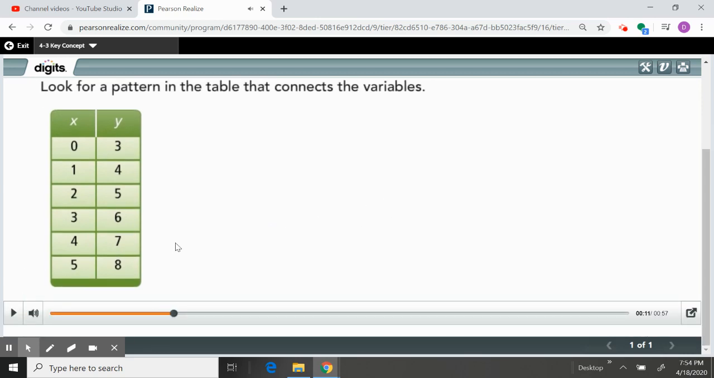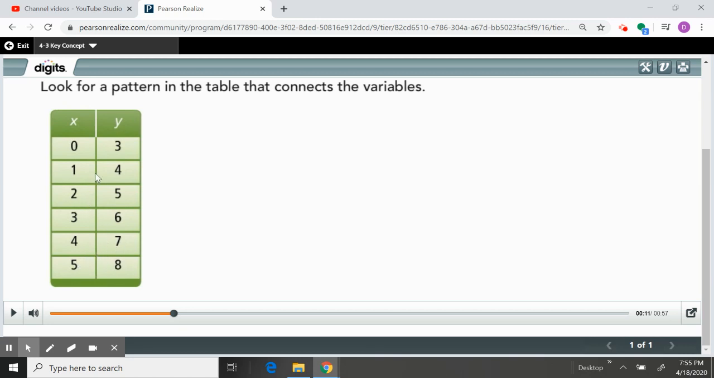Okay, so when they're talking about the variables in a pattern, there's two parts to the data table, the x values and the y values. And you read them side to side. So they're in pairs going side to side. So when x is 0, y is 3. When x is 1, y is 4. When x is 2, y is 5. When x is 3, y is 6. When x is 4, y is 7. When x is 5, y is 8.